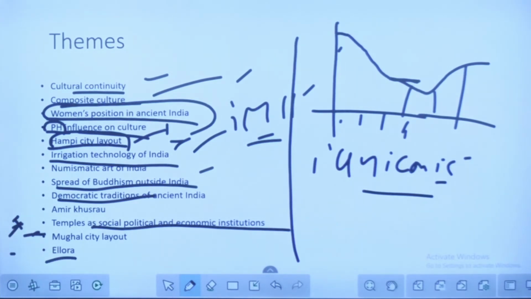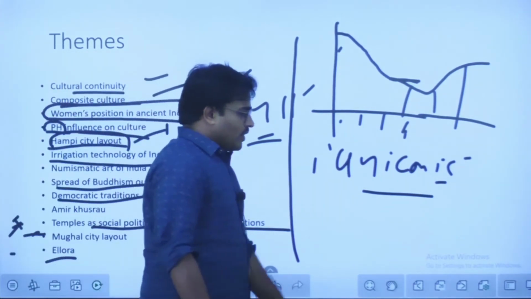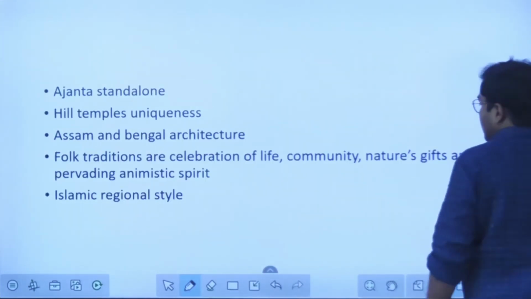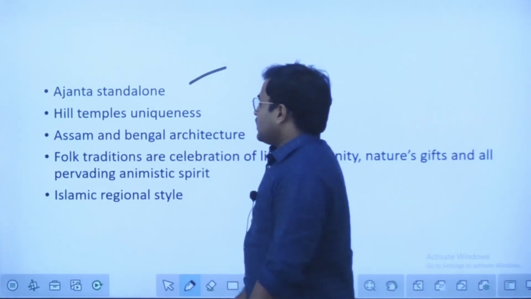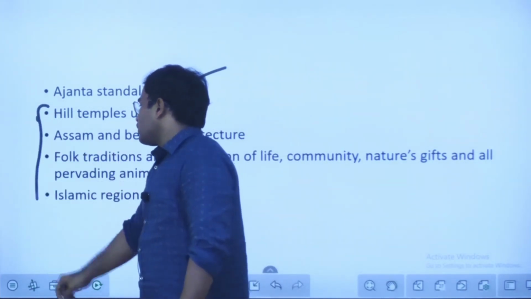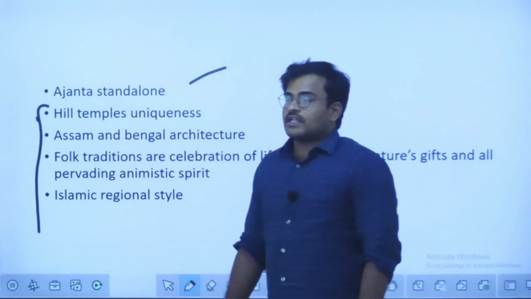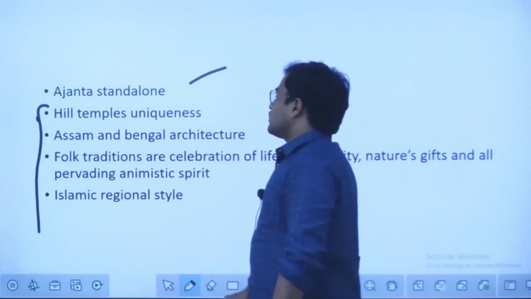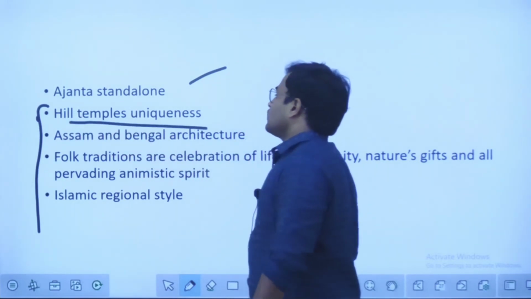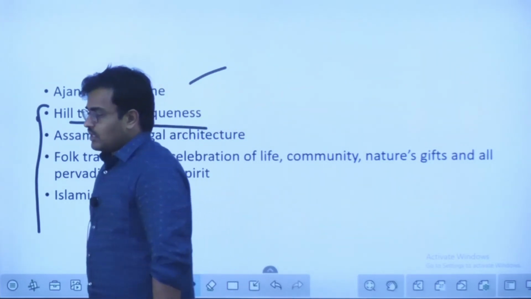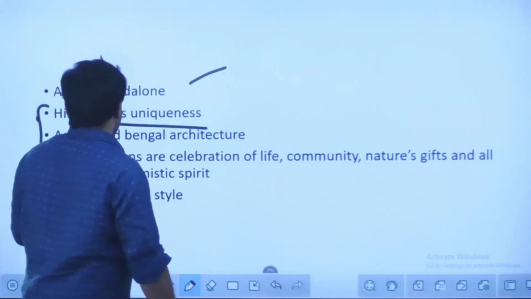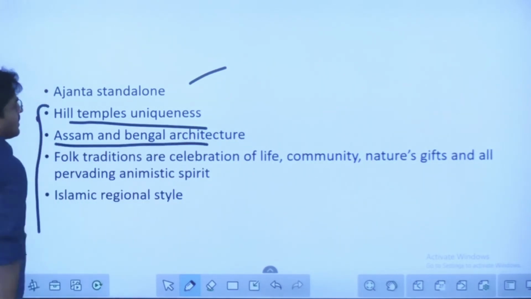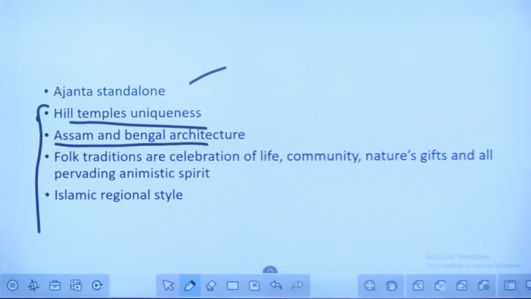Then Ellora, as a unique example of Indian rock cut temple architecture. Unique example. And Ajanta standalone, I talked about it. And some of the themes I have picked up just from your NCERTs, that too Indian art, An Introduction to Indian Art. This question: hill temples' uniqueness. The hill temples of India and their uniqueness. They can ask this question; the introduction to Indian art has covered it very well. Then they can ask a question on Assam and Bengal architecture, which is very, very distinct from mainstream Indian architecture. Okay, they can ask a question on this.